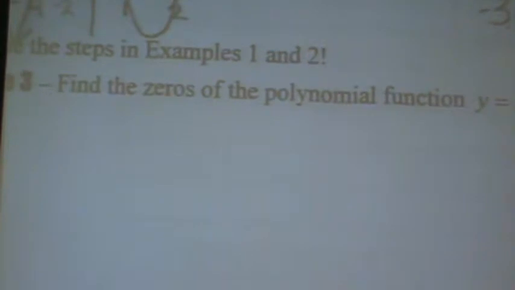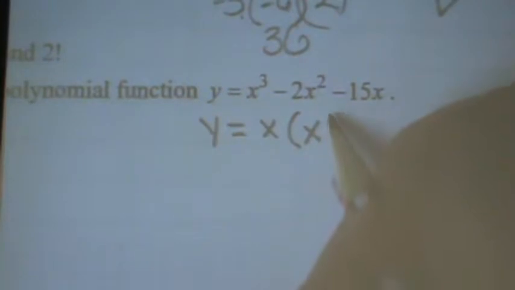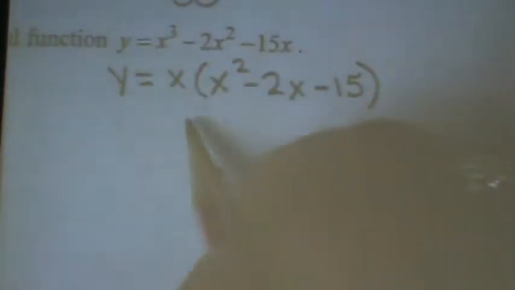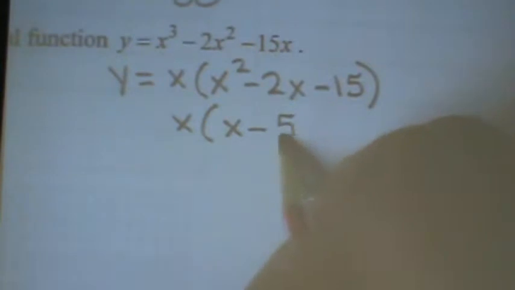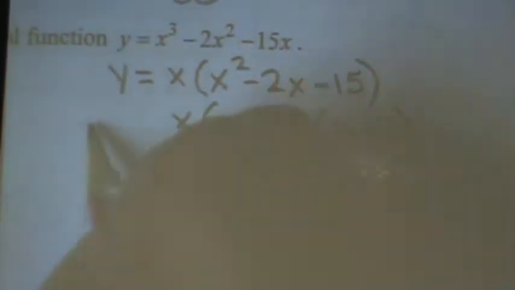They want you to find the zeros. What should you do to find the zeros? Factor it. What comes first? GCF. You're gonna pull out an x, and you get x squared minus 2x minus 15. Everyone should be able to factor this. How do you factor x squared minus 2x minus 15? Negative 5 and 3.